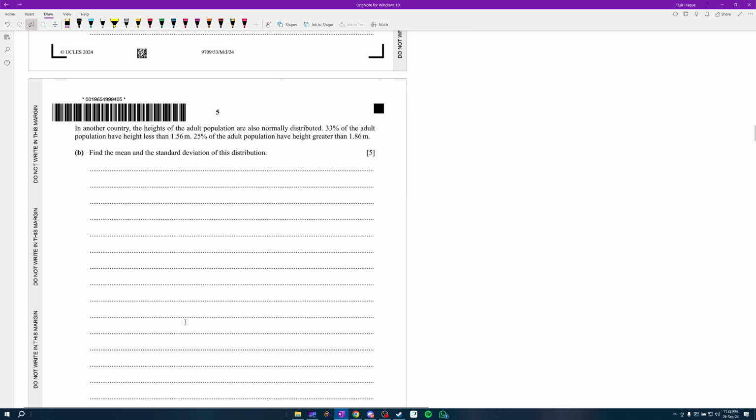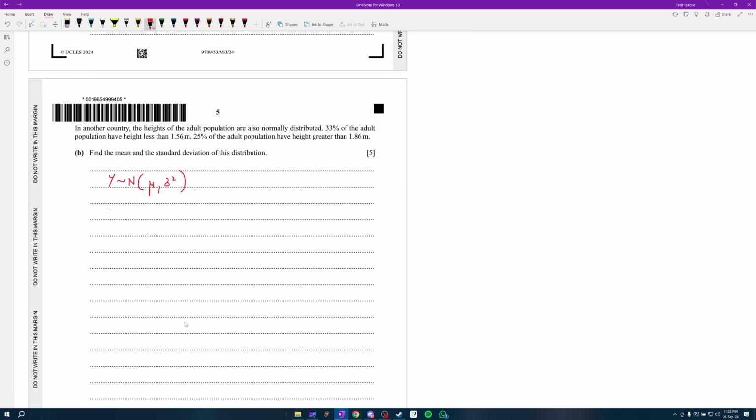Next. In another country, the heights of the adult population are also normally distributed. 33% of the adult population have heights less than 1.56. 25% of the adult population have height greater than 1.86. Find the mean and standard deviation. Fine. So in another population, y is also normally distributed with mean mu and variance sigma squared.